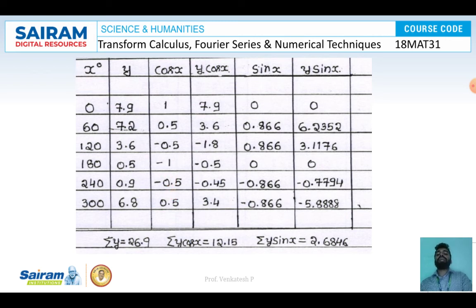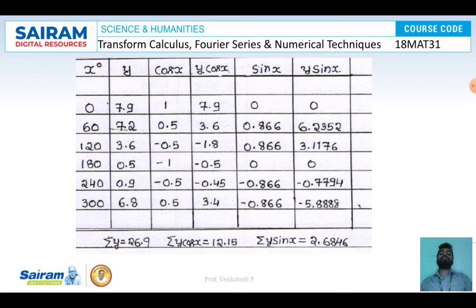So now y into cos x. So each y value I'm going to multiply with cos x. So 7.9, 3.6, minus 1.8, minus 0.5, minus 0.45, 3.4. So now finding sin x. Sin 0 is 0, sin 60 is 0.866, sin 120 is 0.866, sin 180 is 0, sin 240 is minus 0.866, sin 300 is minus 0.866.